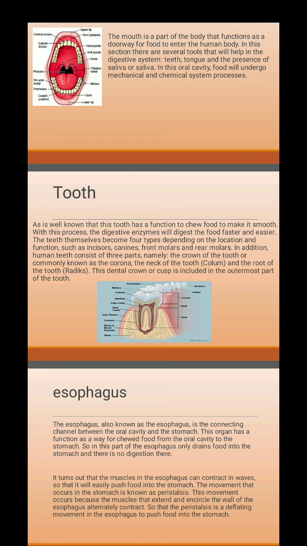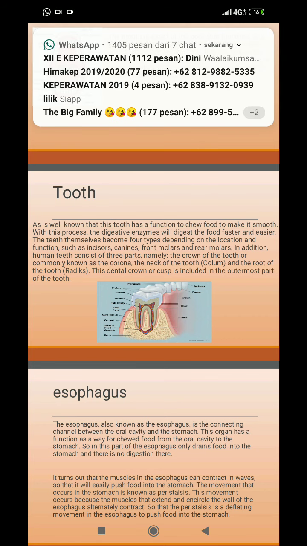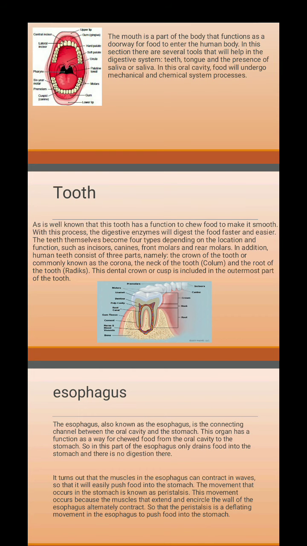Next is tooth. As is well known, the tooth has a function to chew food to make it smooth. With this process, the digestive enzyme will digest the food faster and easier. The teeth themselves come in four types depending on location and function, such as incisors, canines, front molars, and rear molars. In addition, human teeth consist of three parts, namely the crown of the tooth, or commonly known as the corona, the neck of the tooth or column, and the root of the tooth or radix. The dental crown or cusp is the outermost part of the tooth.